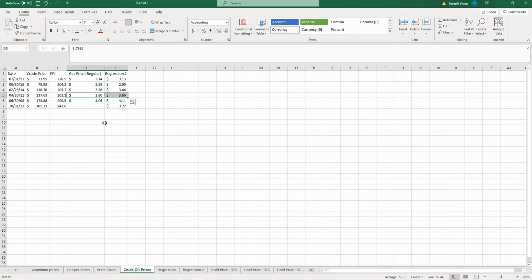Okay, they're very, very accurate within each other. This one was a little off on April 30th of 2011, but it's telling us that if crude reaches that $105.23 by the end of October, then we are looking at a gas price of around $3.72. So congratulations. We're going to be back to $4 of gasoline. Thank you very much. Thank you, President Biden. Jerome Powell rules.